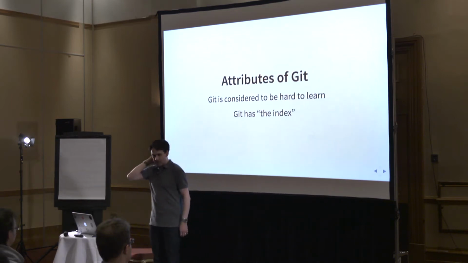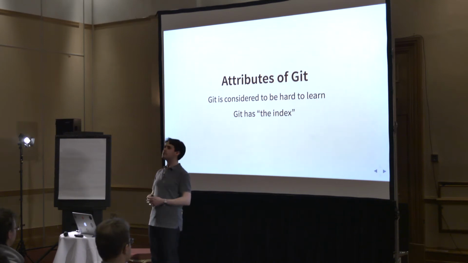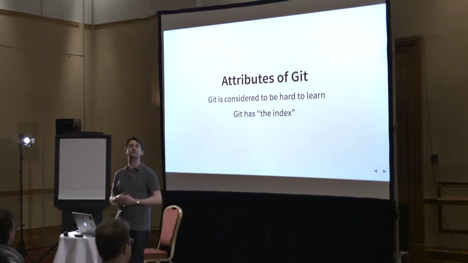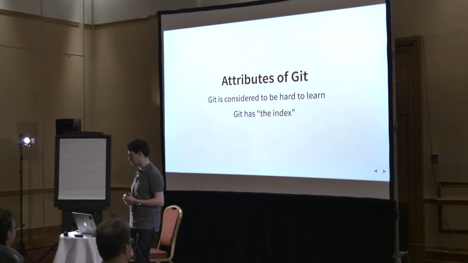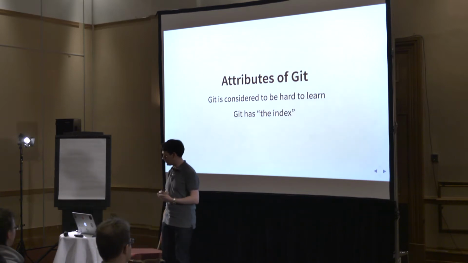Attributes of Git. There are two main ones that people talk about. The first one, which is quite remarkable for something that's so popular, is that it's hard to learn. And another attribute is that it has an index. And to my knowledge, no other source control system has an index in quite the same way that Git has. Bit of a mystery word, though.